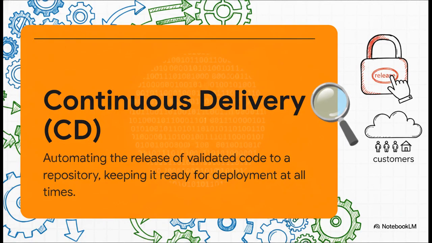Next up is the first flavor of CD, continuous delivery. Once your code passes that continuous integration phase, continuous delivery automates the release of that validated code right to a repository. The really crucial takeaway here is that the code base is always ready for deployment, it's totally production ready, but, and this is key, it sits waiting for a manual push. That manual gate acts as a final human safety valve before the customer ever actually sees the update.